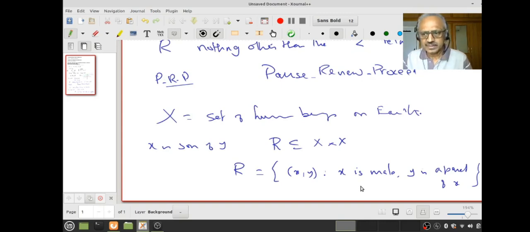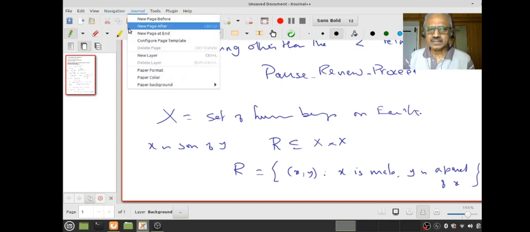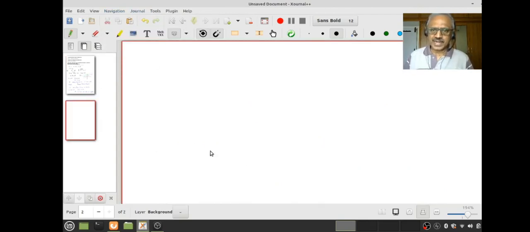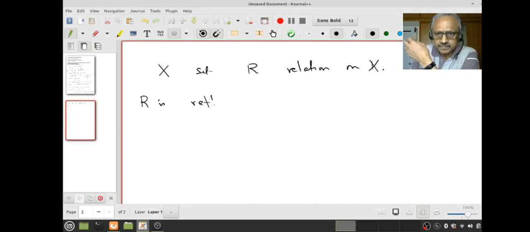Is that okay? Right. I can give a lot more examples, but as I said, since this is supposed to be a crash course, I don't want to spend too much time on too many examples. This is good enough. So let X be a set, R be a relation on X, sorry.